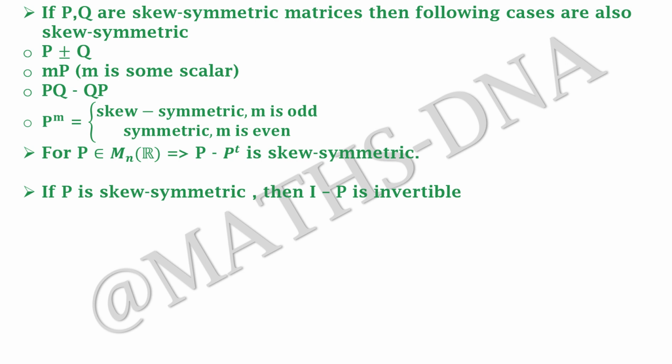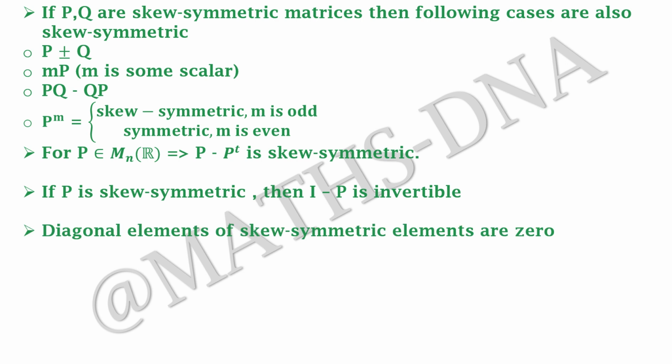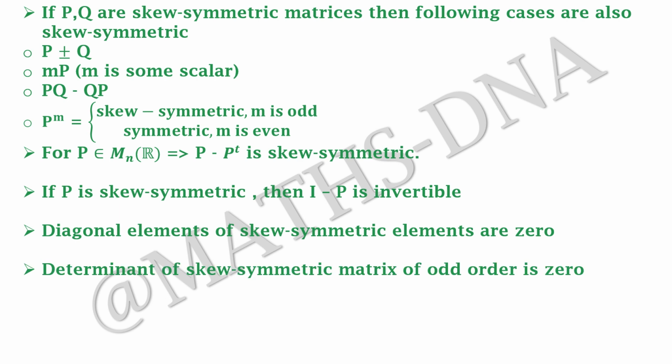Now, if P is some skew symmetric matrix, then I minus P is always invertible. This is very easy to understand because I is the n cross n identity matrix and the diagonal entries of P are 0. So, you will always get ones on the diagonal. It will give you an invertible matrix. Also, diagonal elements of a skew symmetric matrix are 0. We already saw that. And the determinant of a skew symmetric matrix of odd order is 0.